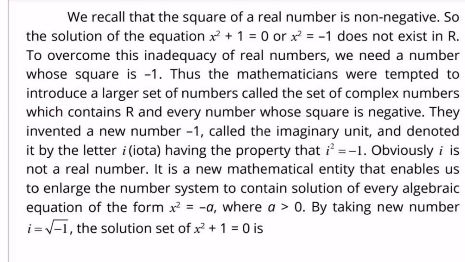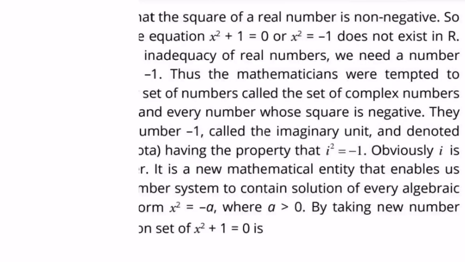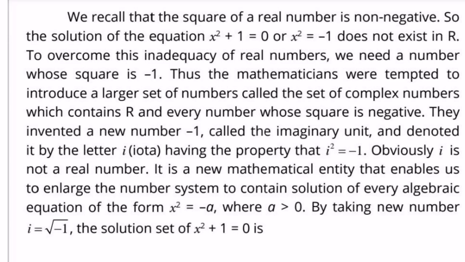We recall that the square of a real number is non-negative. That means if a number x belongs to the set of real numbers, then the square of this number must be non-negative, meaning greater than or equal to 0.